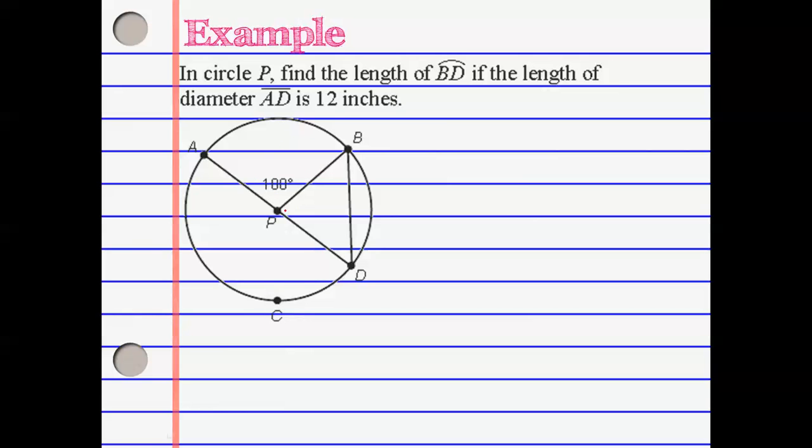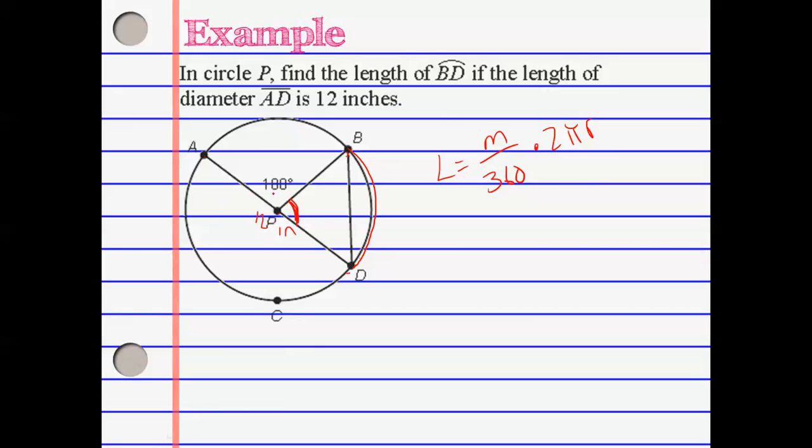Here it tells us in circle P to find the length of arc BD, if the diameter of AD is 12 inches. Remember, the length of an arc is the measure of the arc divided by 360 times 2 pi r. So the first thing that we have to find is the measure of this angle right here, the measure of angle BPD.